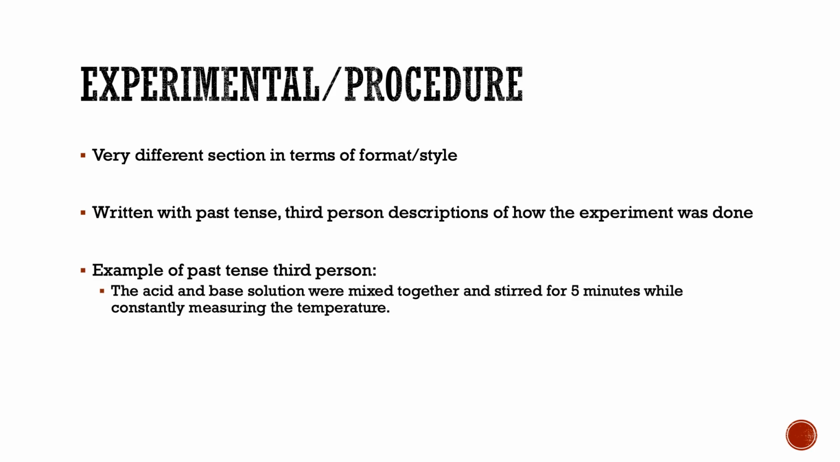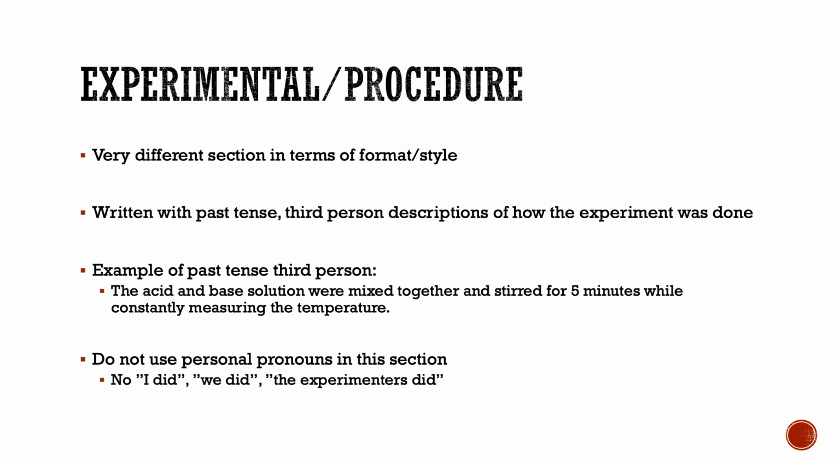as specific as you can be. To give an example of what we mean by past tense third person, you would say something like, the acid and base solution were mixed together and stirred for 5 minutes while constantly measuring the temperature. And you'll notice there are no personal pronouns in any of this, right? There's no I did or we did or the experimenters did or we measured. It's basically just, the solution was mixed, not we mixed the solution, which are very distinct differences.